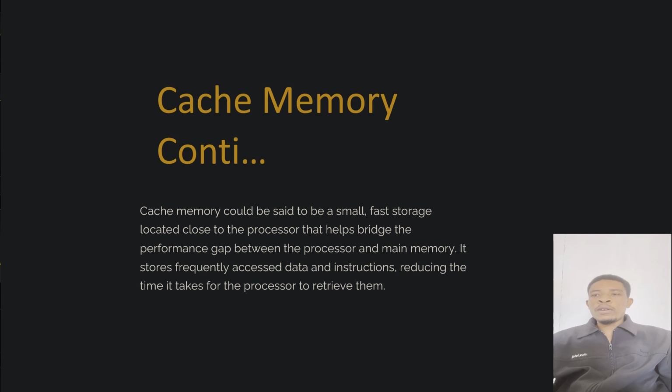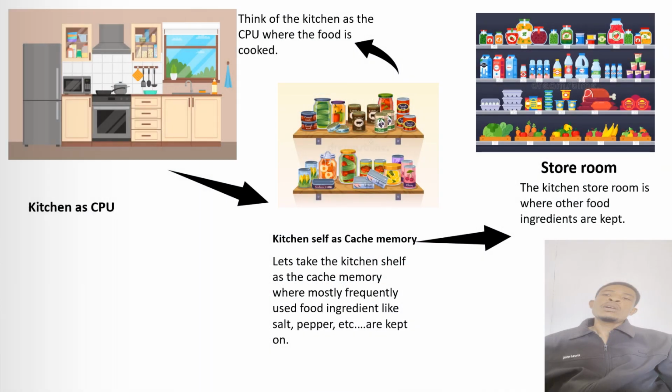Cache memory is a small, fast storage located close to the processor that helps bridge the performance gap between the processor and the main memory. It stores frequently accessed data and instructions, reducing the time it takes for the processor to retrieve them. This collectively makes the system more efficient and increases the performance of the computer. And now let's go to a graphic presentation of what cache memory actually is.